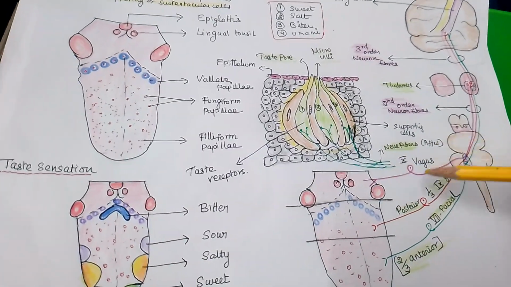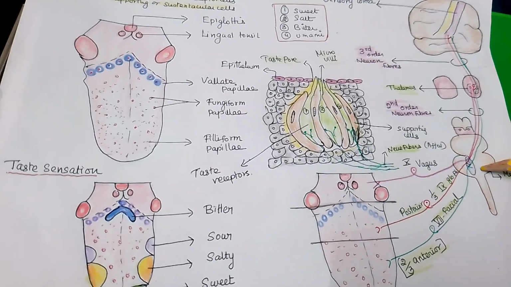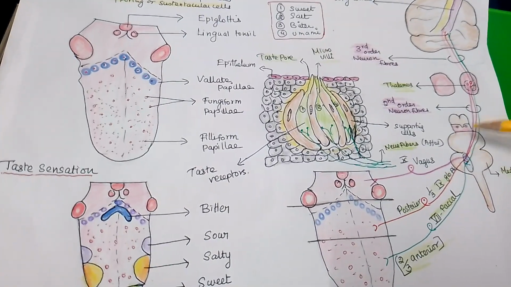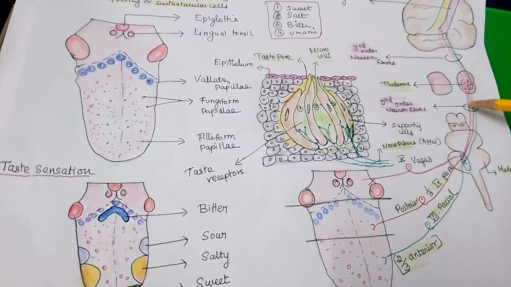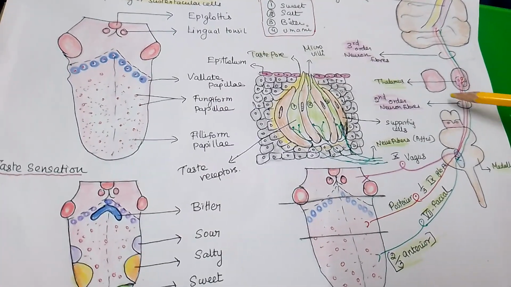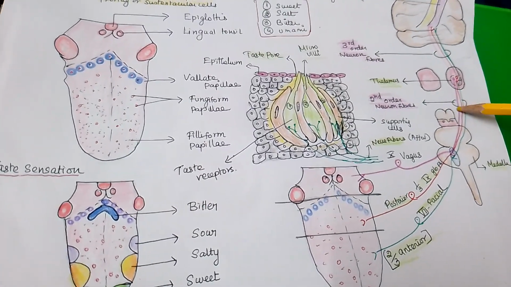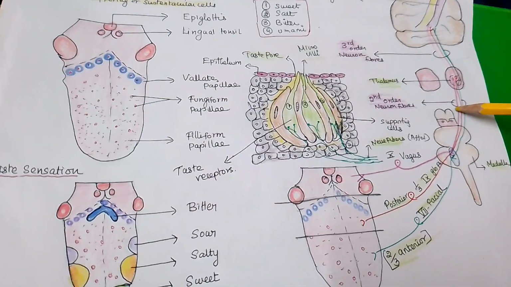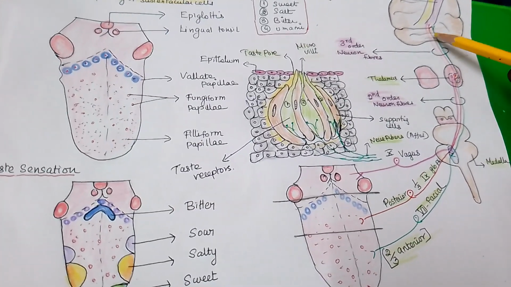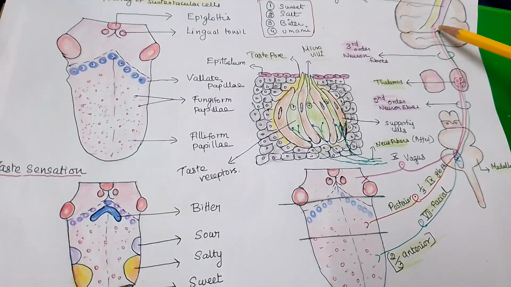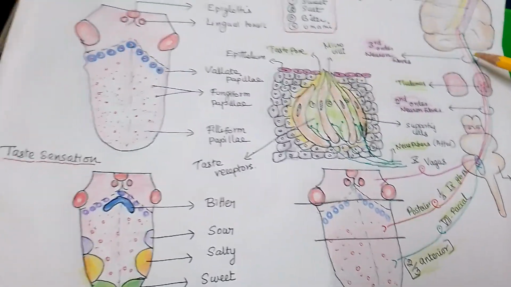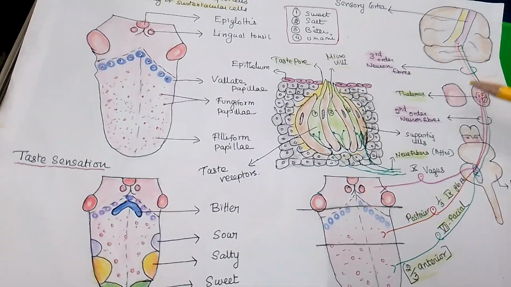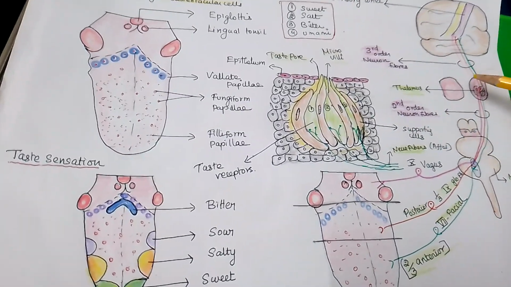So all these nerves go to the medullary area, and from there the afferent fibers go out to the thalamus. These fibers are called the second order neuron fibers, and from the thalamus it reaches the cortex area by the third order neuron fibers. So this is about the anatomy and the physiology of taste.